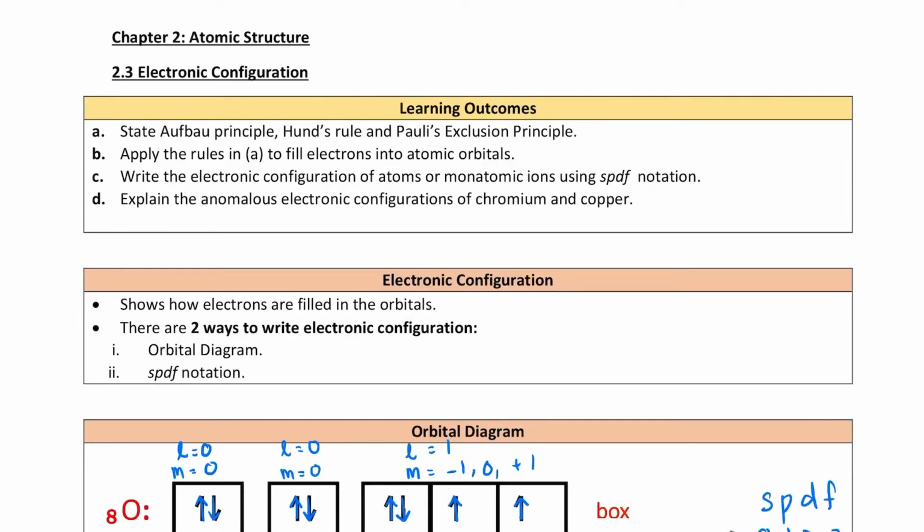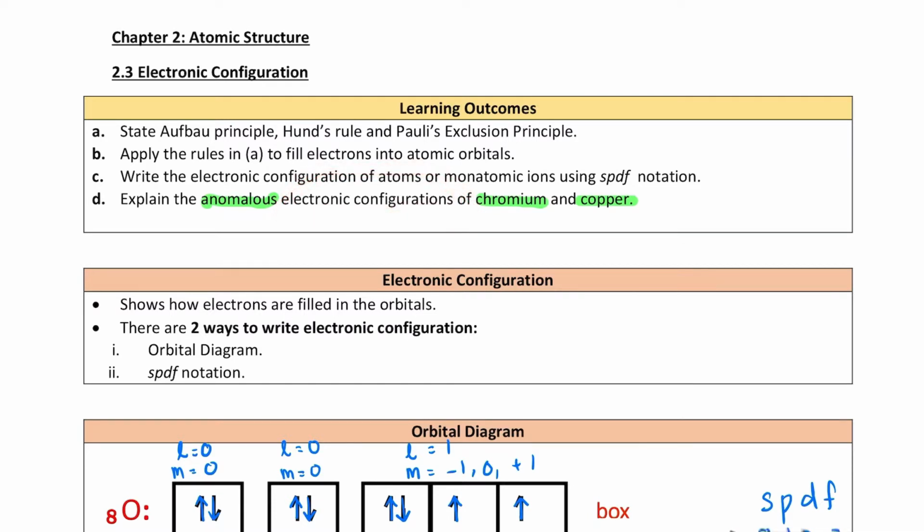Assalamualaikum and hi everyone. So this is my last video on chapter 2.3 and basically the last video for chapter 2. Okay, so in this video I'm going to explain about anomalous electronic configuration of chromium and copper. Okay, so specifically for chromium and copper only. Alright. So anomalous ni maksudnya kes-kes berkecuali.